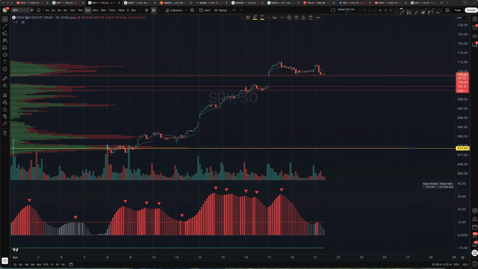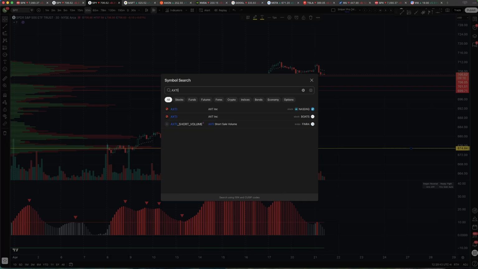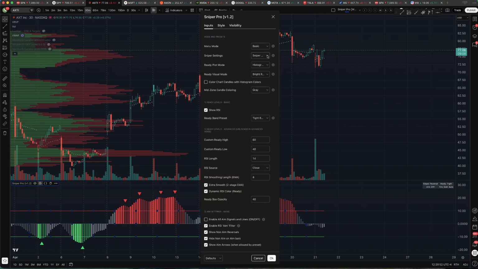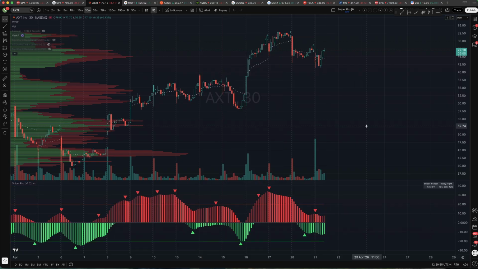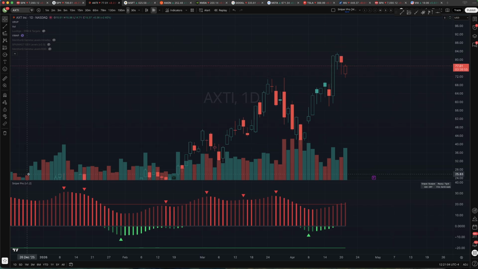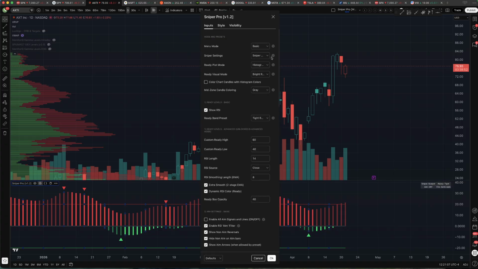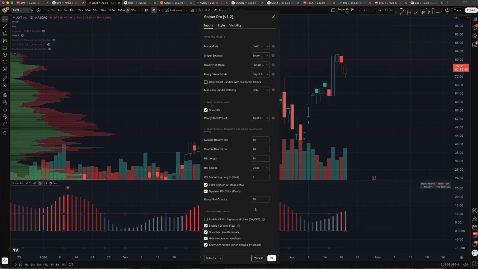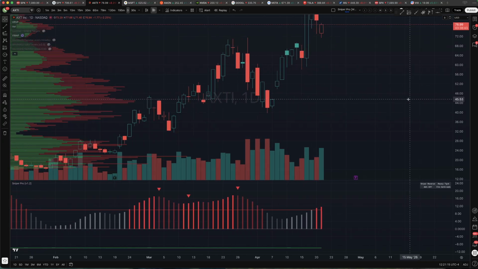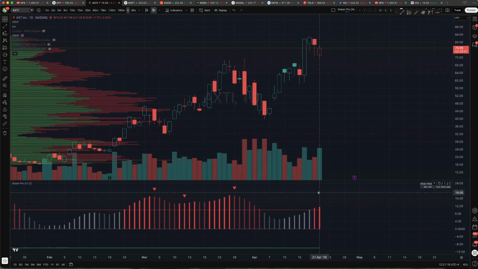AXTI on my chart, like on this chart, yeah. What time frame? On the daily? And you want to see like a reversal sniper? Yeah, daily reversal sniper. We are getting into the oversold, but we don't have a signal yet. And we don't have a fire signal yet.